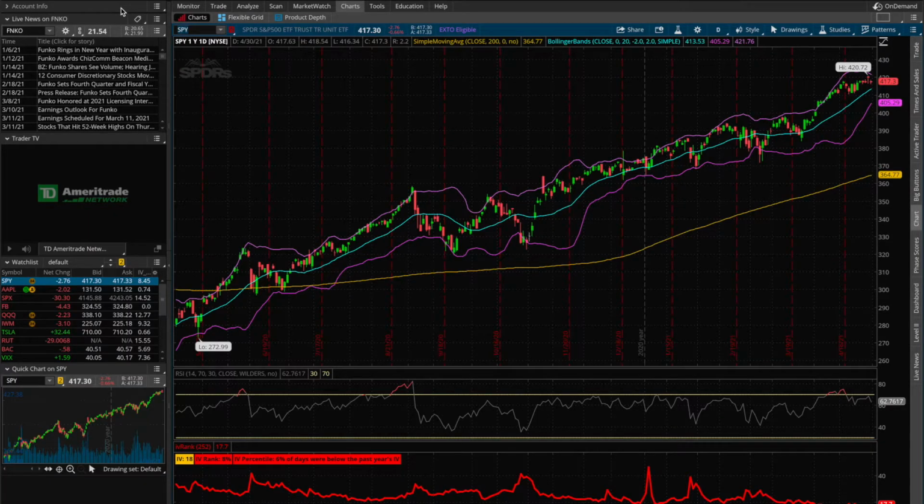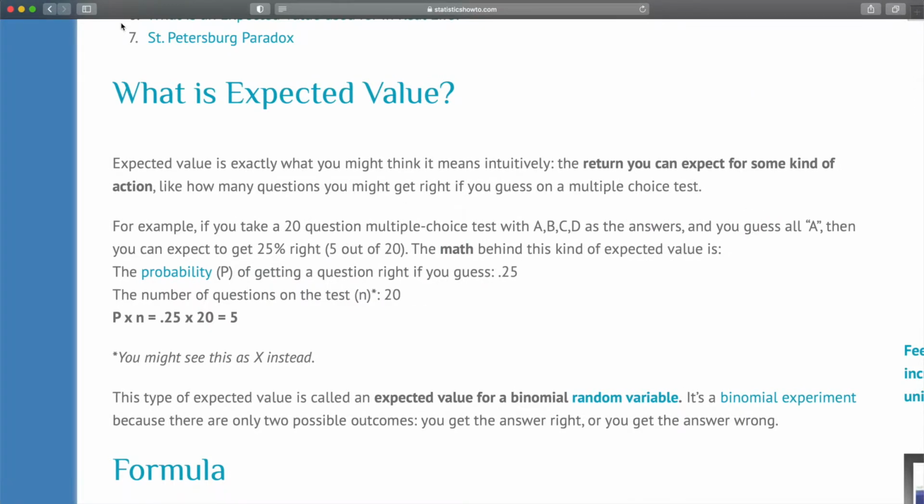All right, so before I show you this equation and how to use it, I first need to give you some context. What I have pulled up here is the statisticshowto.com website, and their page on expected value. This is a concept in the world of statistics, and it can get very complex and math intensive, but for the purpose of this video, you just need to understand what it is conceptually. Expected value is a pretty intuitive concept. You can see right here, it is simply the return you expect for some kind of action.